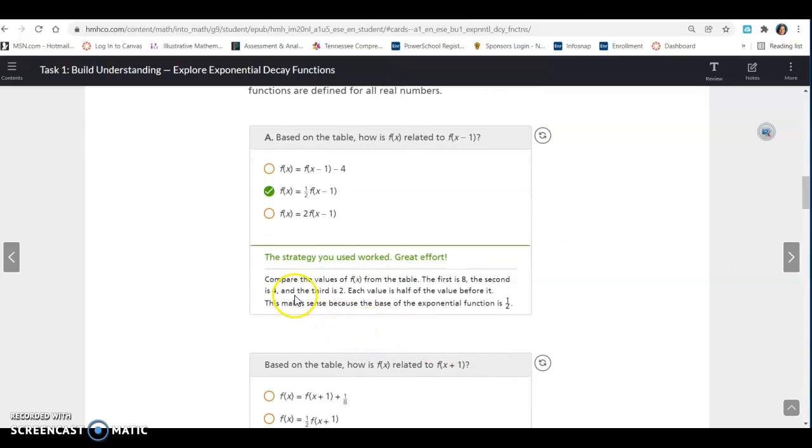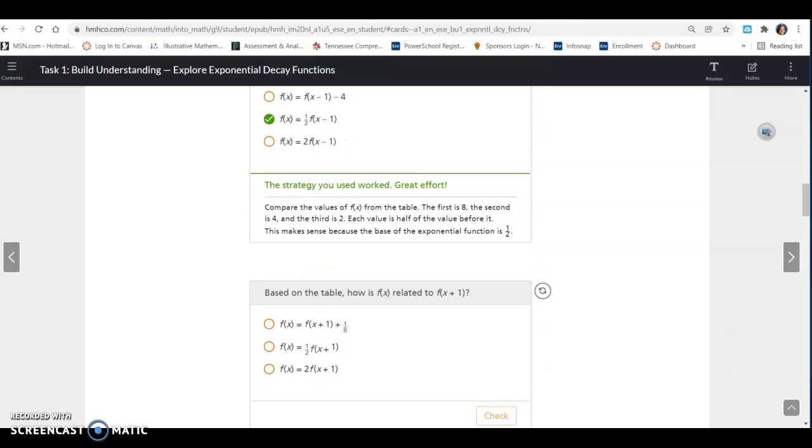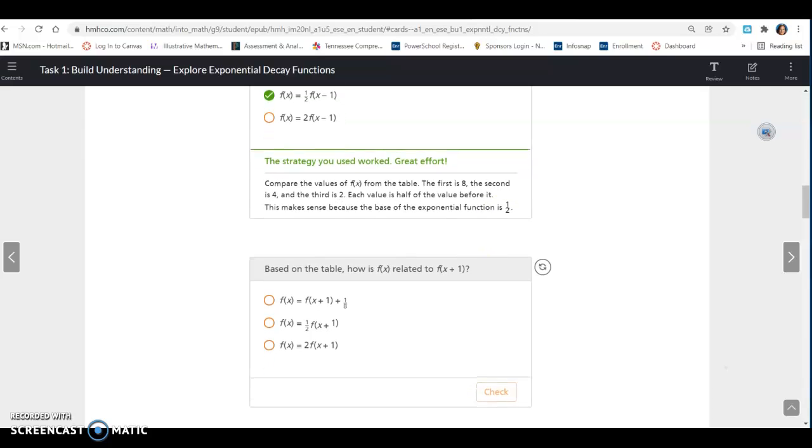Alright, and it says compare the value of f of x from the table. The first is 8, the second is 4. So you can see 4 is half of 8, 2 is half of 4, and so on. So that's where the half comes in. Each value is half of the value before it. And it says this makes sense because the base of the exponential function is 1/2.